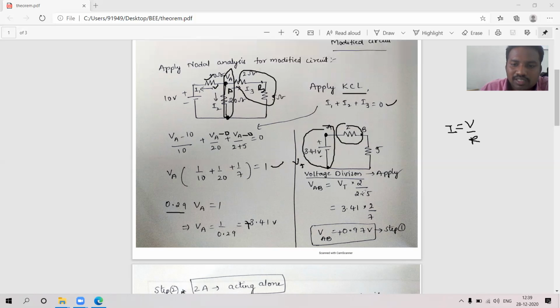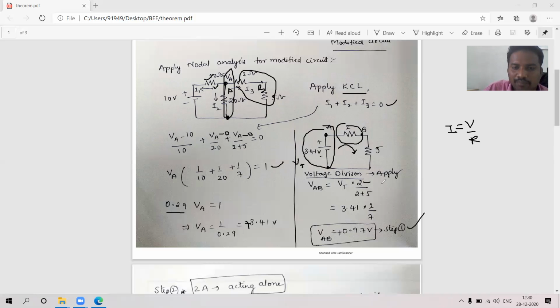These two are connected in series, that is 2 plus 5. So what is the total voltage? Total voltage is 3.41. Particular resistor is 2, because we want to know that particular voltage, so 2 by 2 plus 5, which is 7. When you multiply and divide, you are going to get 0.97 volts. See here, I am considering this direction. In step 1 I considered this direction, and step 2 also the same direction, because you consider the same direction for all the circuits. So here we got VAB equal to 0.97 volts.